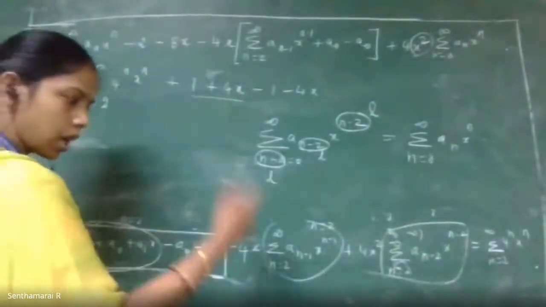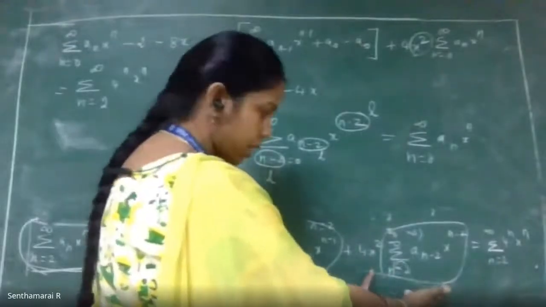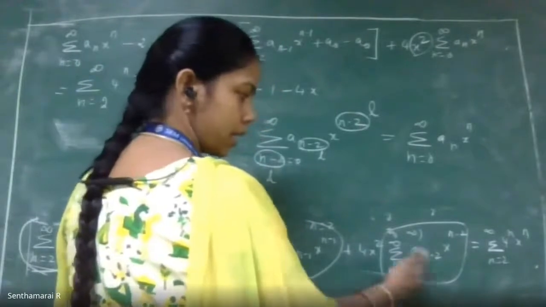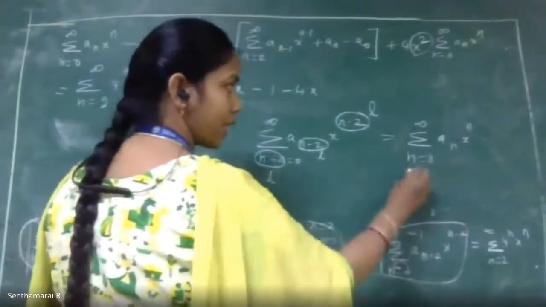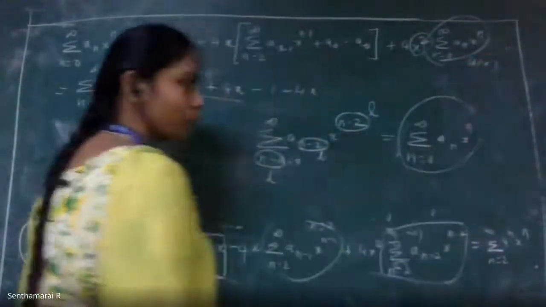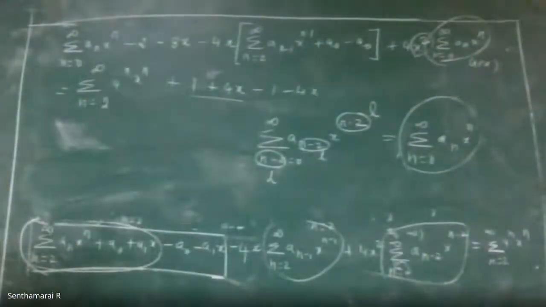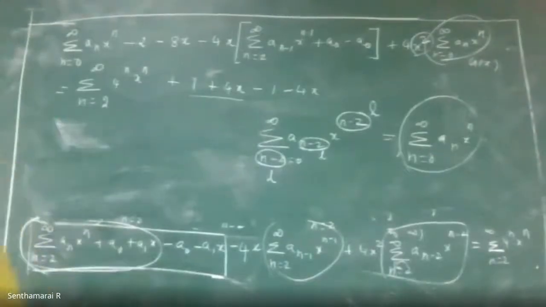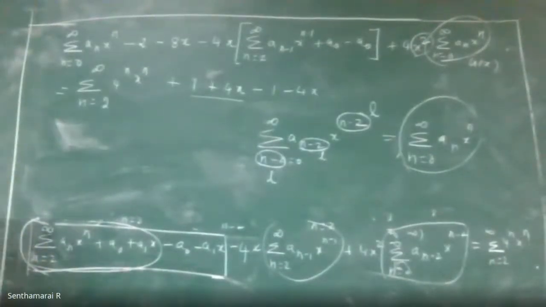Now I am focusing on the last term alone. When I focus like this, it looks like summation 0 to infinity a n x power n. When I write like this, I can replace this function as g of x. To write that one as g of x, I use this notation. I'm going to rewrite all the places of the summation as g of x. That's why.